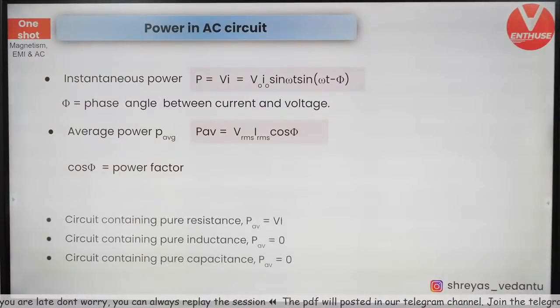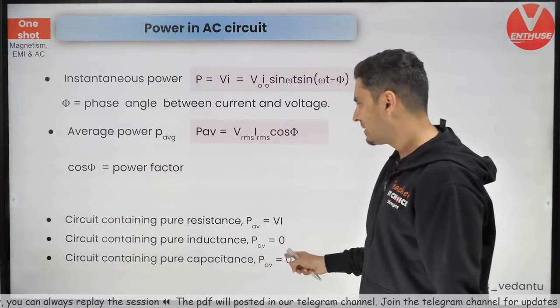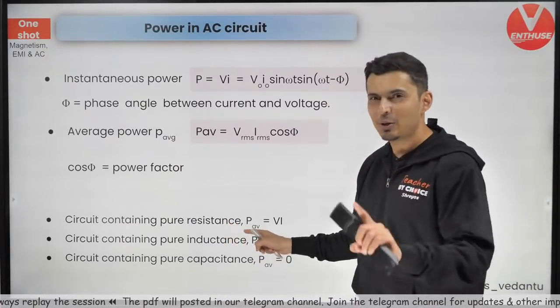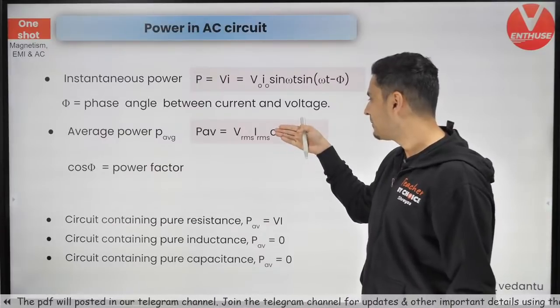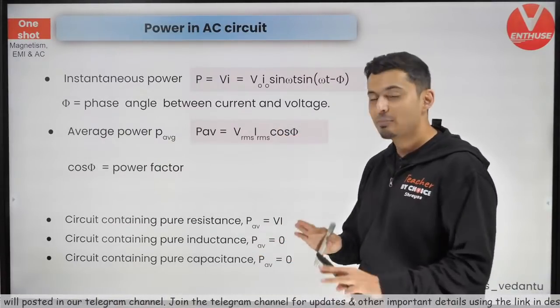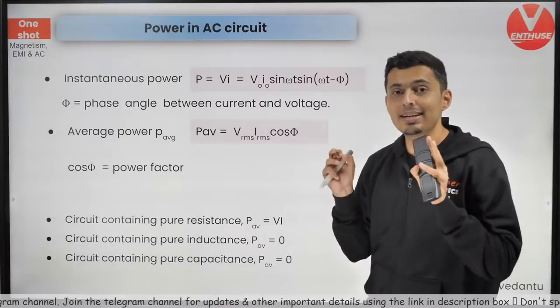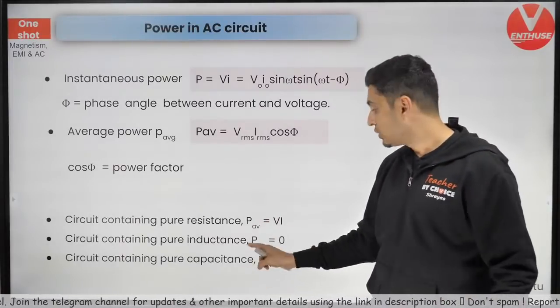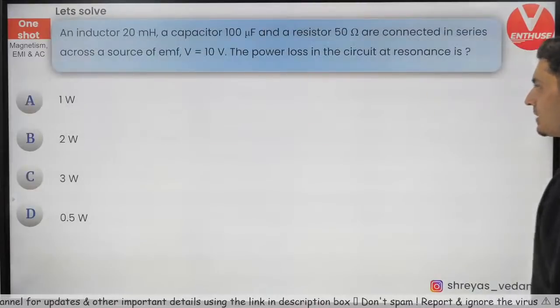All right, moving on. These are some special interesting cases. When it is resonating, or it is not having inductance or capacitance, the power factor will be 1, so the power will be Vi. When it is pure inductance or pure capacitance, like I told you, only resistance loses energy, so the power consumed will be 0. Keep this in mind.